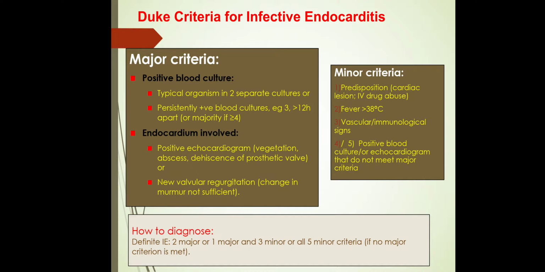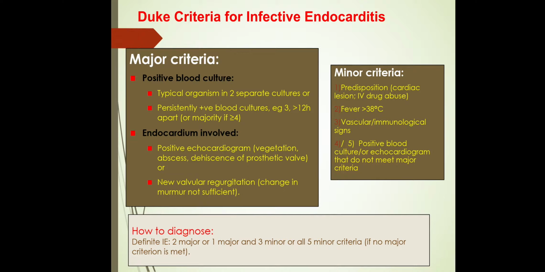As for the endocardial involvement, there should be a positive echocardiography sign like vegetation, abscess, dehiscence of prosthetic valve. Dehiscence means rocking or shaking of the valve due to the subvalvular abscess or mass. Another evidence of endocardial involvement is a new valvular regurgitation, or a new valve regurgitation that was not found before.